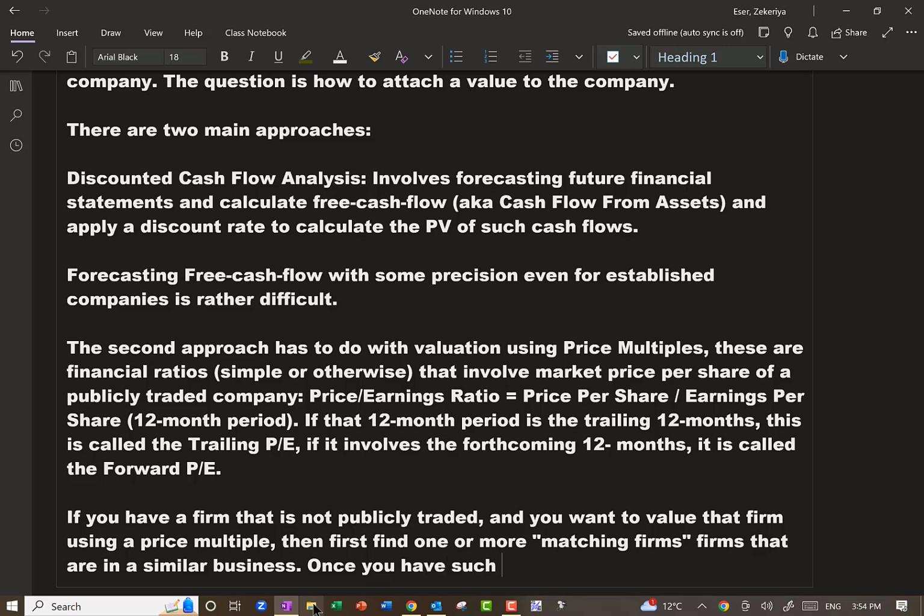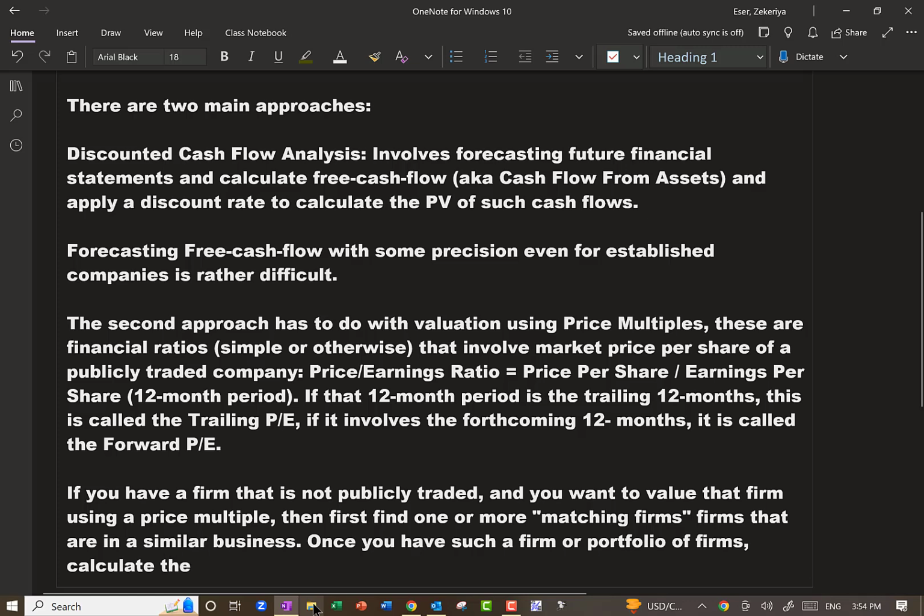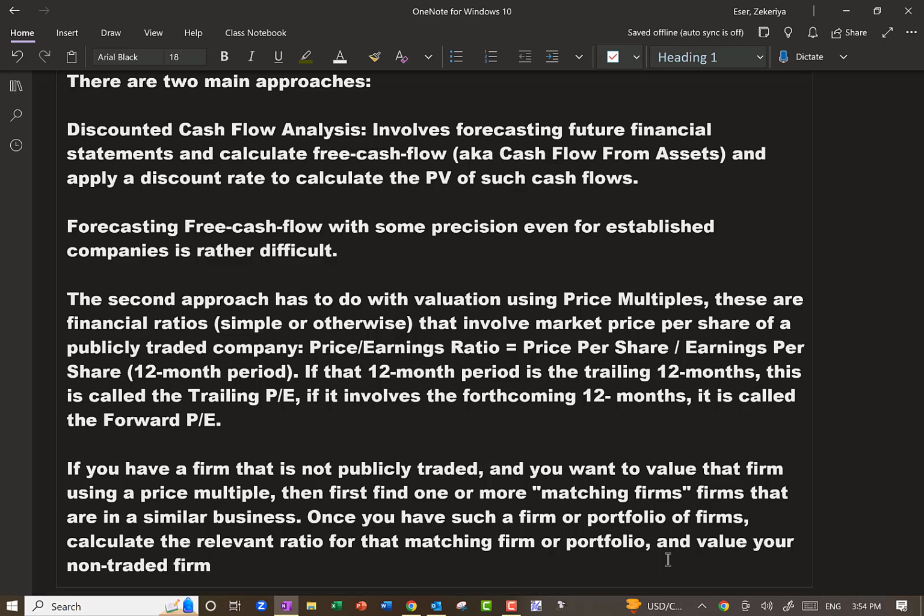Once you have such a firm or portfolio of firms, calculate the relevant ratio for that matching firm or portfolio, if you have more than one such firm, and value the non-traded firm so that it has the same price multiple. Maybe with some discounts.